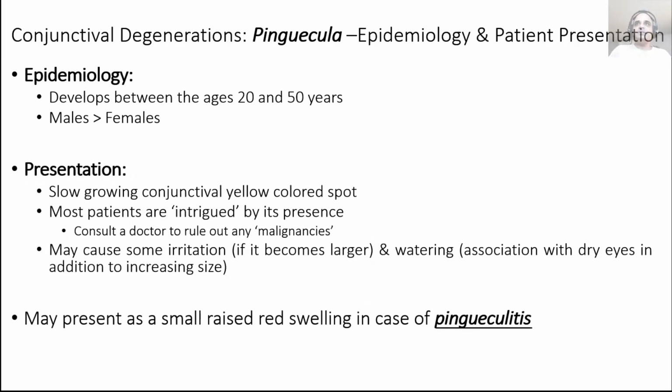The presentation is a slow-growing conjunctival yellow-colored spot, and it does nothing. Most people are just intrigued by it, and they think, oh, maybe this is a cancer or a tumor growing, and they go to a doctor thinking something is growing in my eye. It's not really causing any pain or visual symptoms. I'm just curious as to what it is. If it becomes a little large or becomes inflamed, it can cause irritation and watering as well, because it is associated with dry eyes. If a patient presents with pingueculitis, rather than just a yellow-colored spot, it will be a red-colored spot. I'll show you some pictures next.